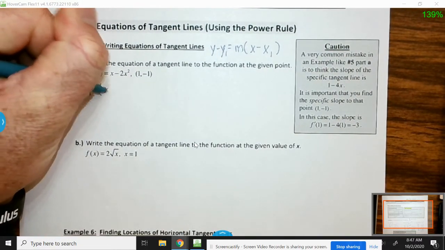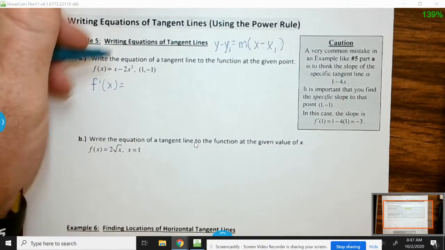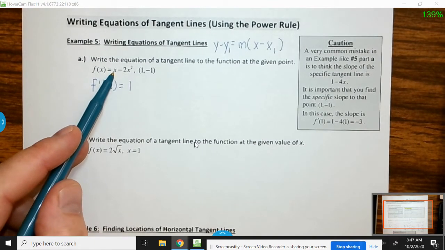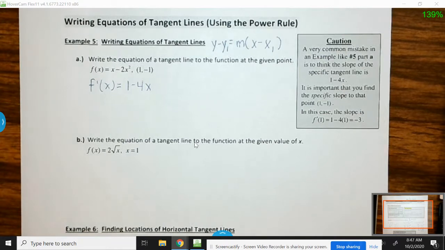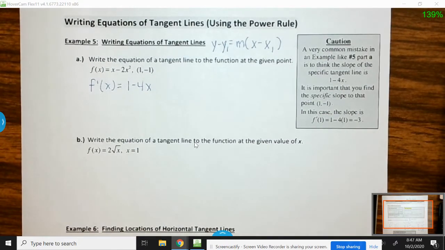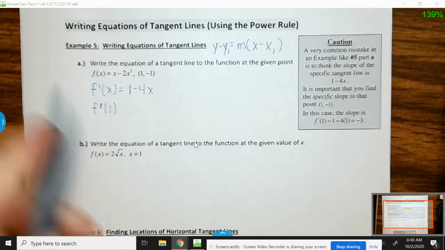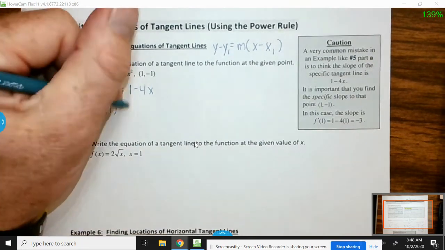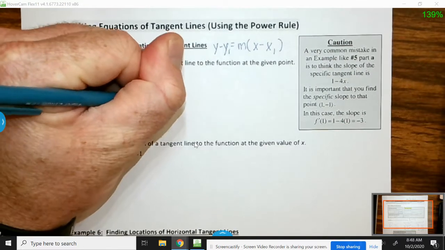So let's first ask the question, for f of x, what's f prime of x? That would be the derivative of x, which is 1, and then the derivative of negative 2x squared, which is negative 4x. Now, that's the general derivative. To find the derivative at a point, I need to plug in the x value that I'm looking at, which is 1. So what's f prime of 1? That'll be 1 minus 4 times 1. 1 minus 4 is negative 3.